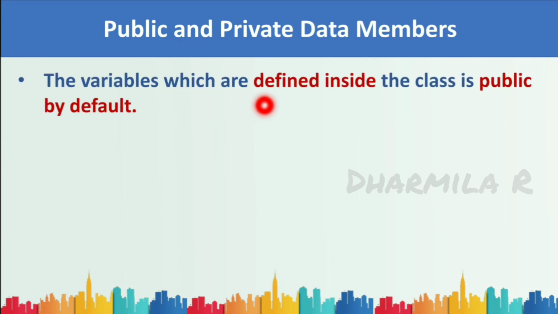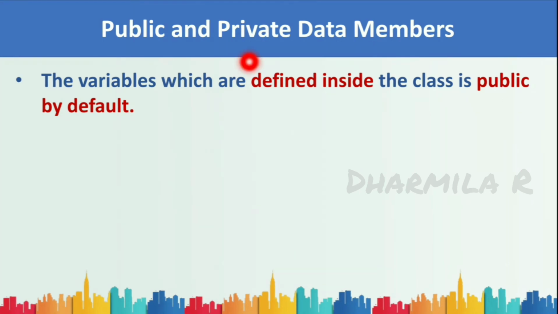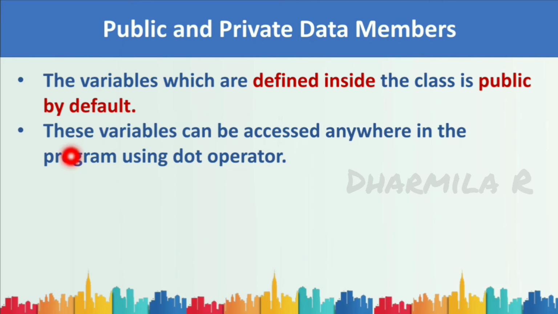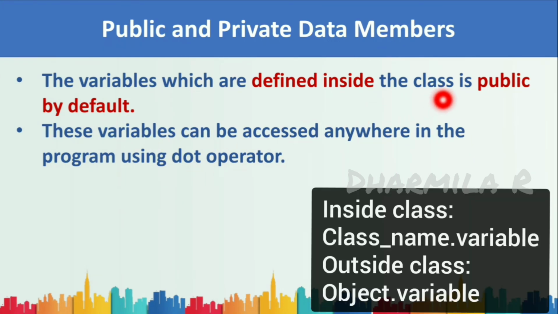The variables which are defined inside the class are public by default. In C++ the default visibility mode is private. And in Python, the default visibility mode is public. These variables can be accessed anywhere in the program using dot operator. So within class, if you're going to access, we have to use the class name, dot operator, and then the data member name. Outside the class, we have to use object, dot operator, and then data member name.